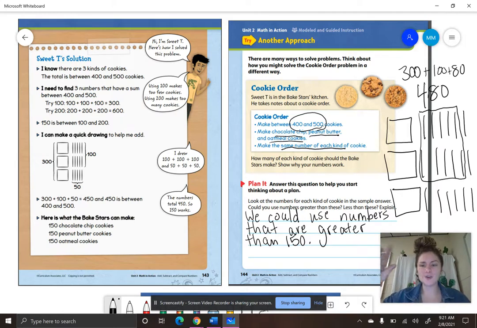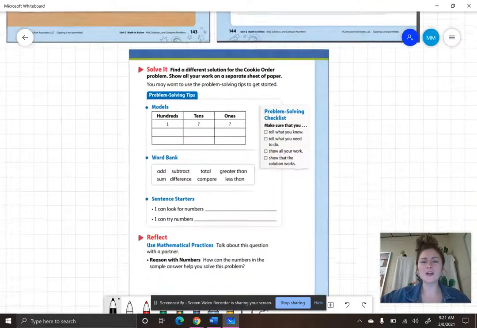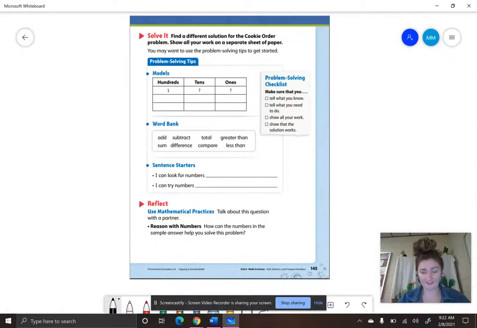So we're going to move down. So Miss Mason's going to move her screen down. We're going to be on page 145 now. Okay, so we talked about how we can use more tens and maybe some more ones to solve this problem. So we can find a different solution for the cookie order problem. So we're going to show all of our work.